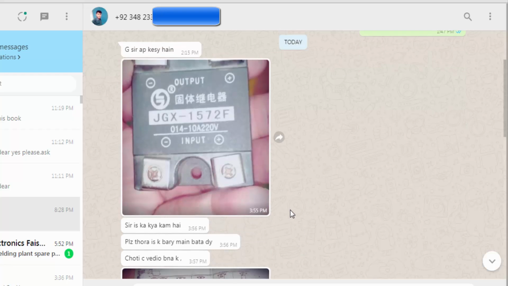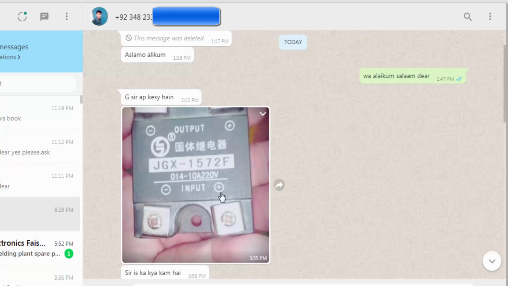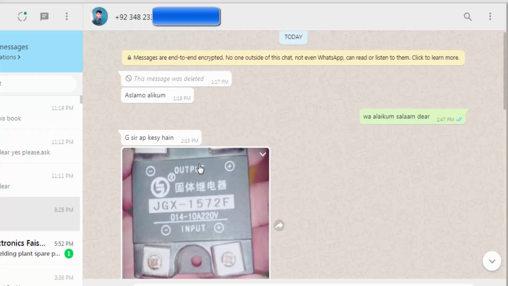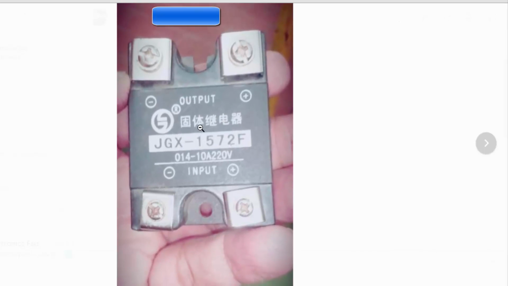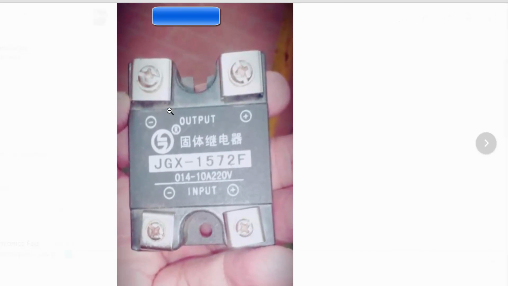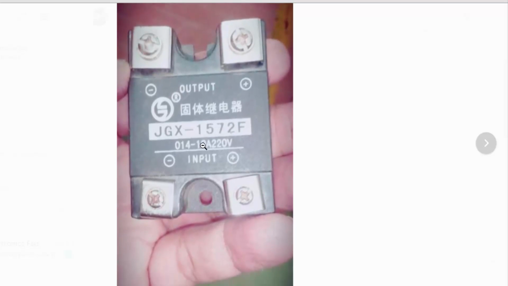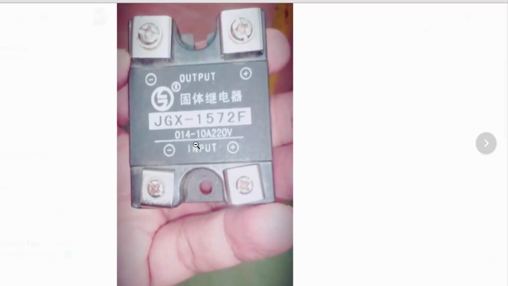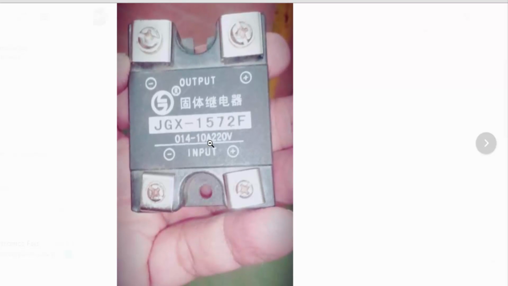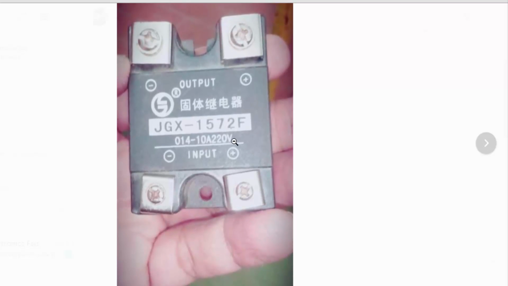Welcome to Haseeb Electronics. Friends, today I received a message from one of my viewers. He asked me about this component. This component is a four terminal device. It has an output side and an input side, and it has the marking 10 ampere 220 volt. That means it is some power device, some power component.